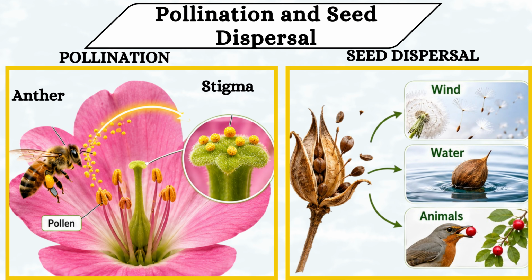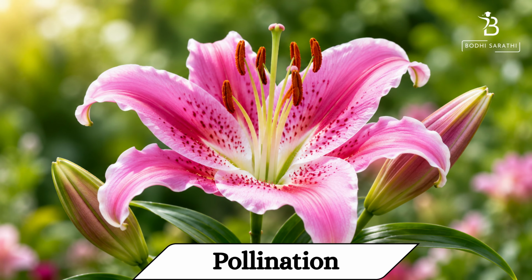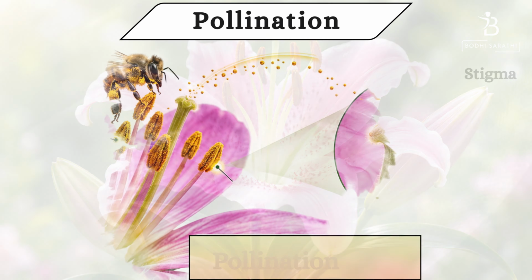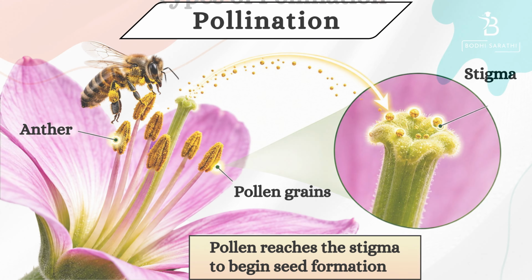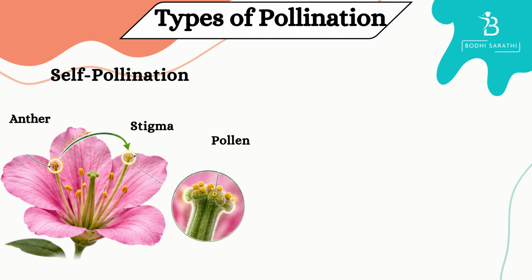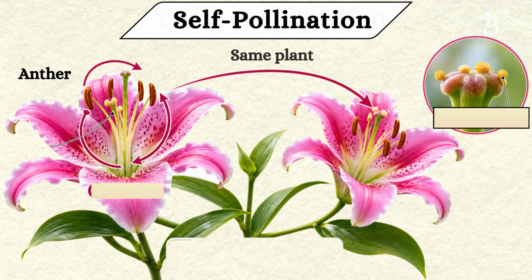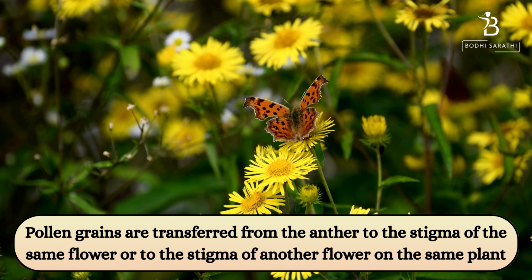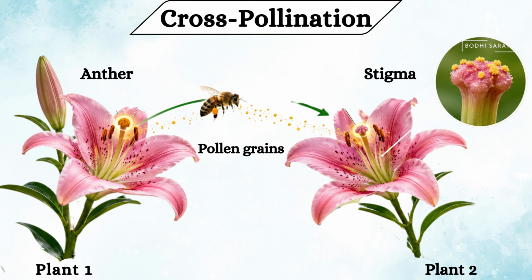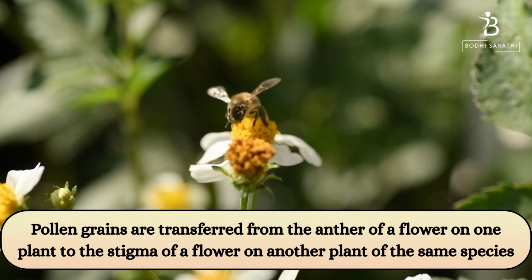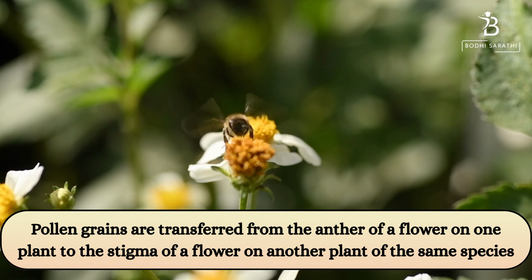Pollination and seed dispersal. Pollination. Pollination is the transfer of pollen grains from the anther to the stigma of a flower. Types of pollination. Self-pollination. Pollen grains are transferred from the anther to the stigma of the same flower or to the stigma of another flower on the same plant. Cross-pollination. Pollen grains are transferred from the anther of a flower on one plant to the stigma of a flower on another plant of the same species.